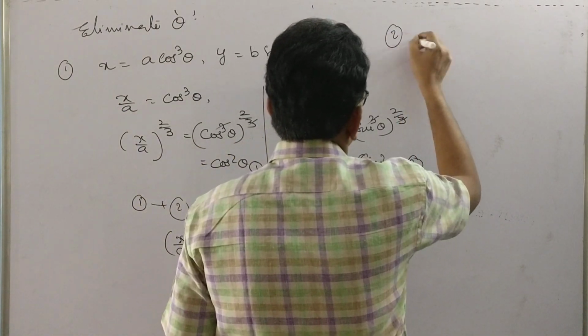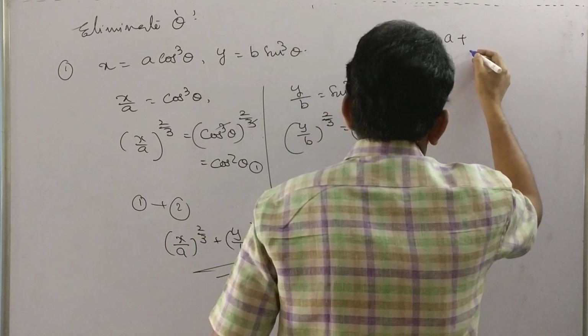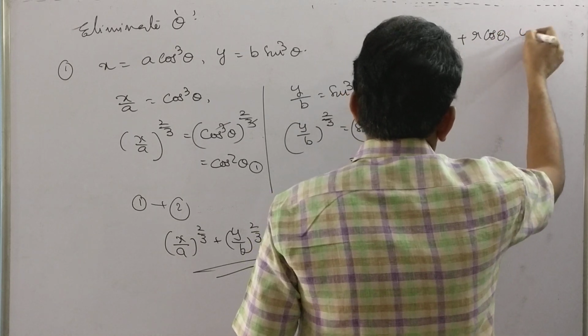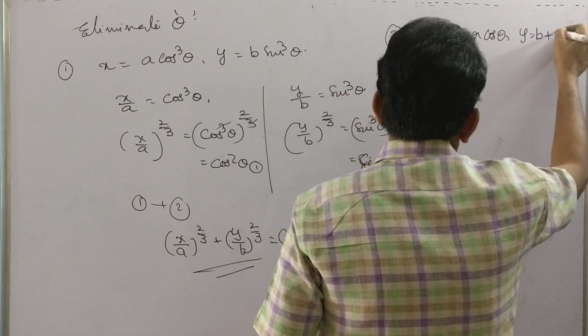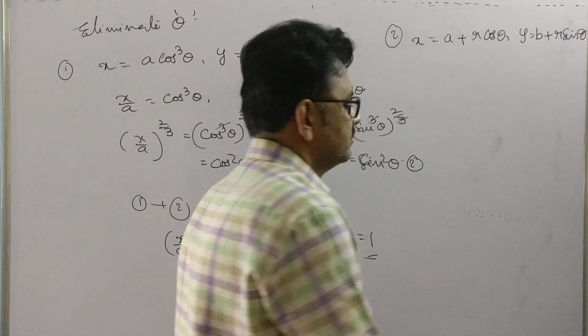Second problem, x is equal to a plus r cos theta and y is equal to b plus r sin theta. Eliminate theta.